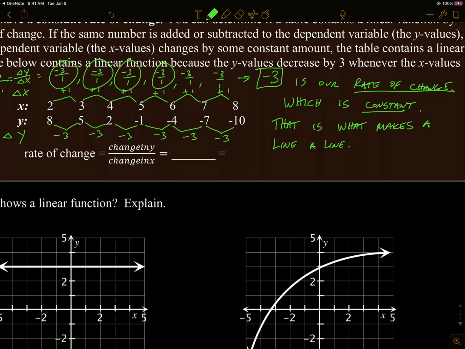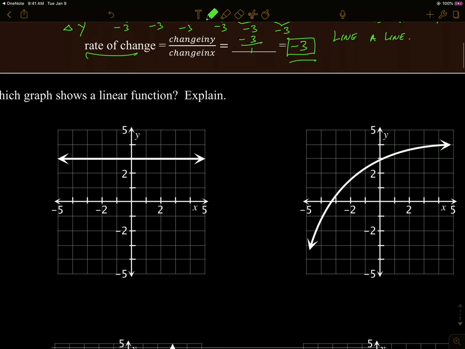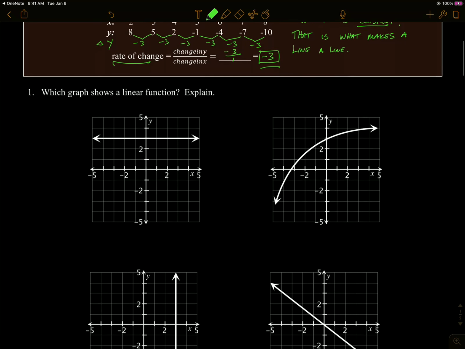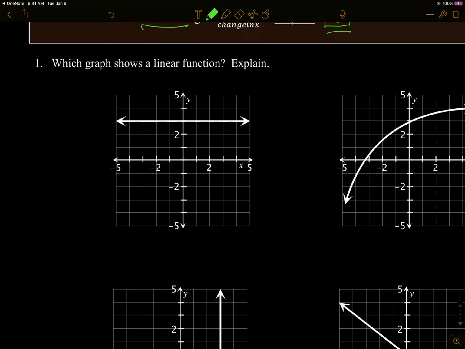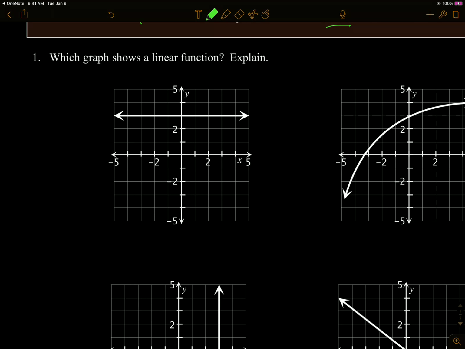Okay? So in this case, our change in y was constant. It was always -3, and our change in x was constant. It was always 1. So we got a rate of change of -3. Our rate of change is -3 every single time. Okay, so that's how we can tell from a table. How can we tell from a graph? Well, the root word in linear is line. So that's how we can tell if it's linear, if it actually makes a straight line.